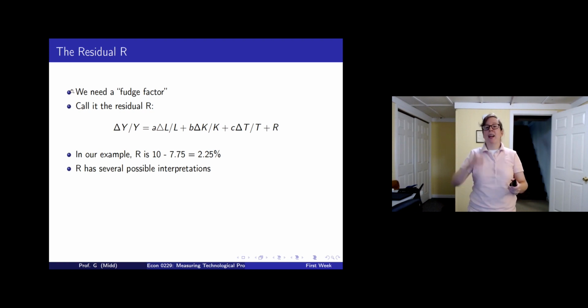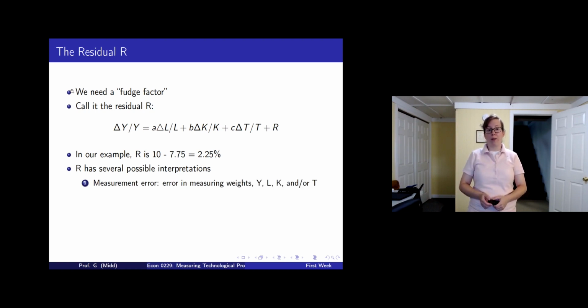Now, once again, if you've taken stats or regression, this now starts to look very much like a regression equation. We're even calling this last term a residual. In our example that we've just calculated, our residual would be what we should have gotten minus what we got. So 10 minus 7.75 or 2.25%. That's going to make these two sides of this equation agree. So that's math, but that's not economics. For this to be economics, we need some interpretation for this residual R.